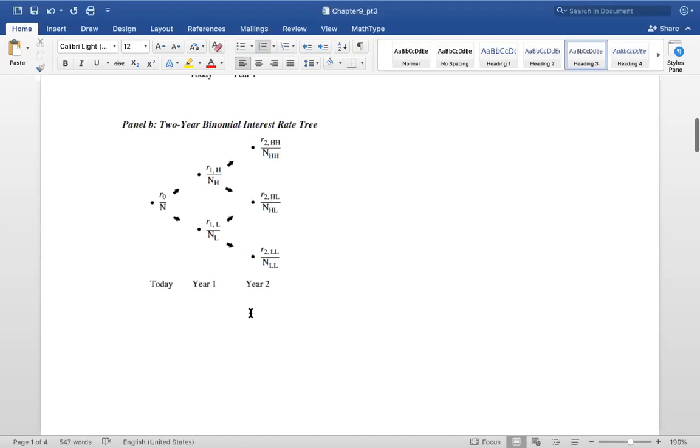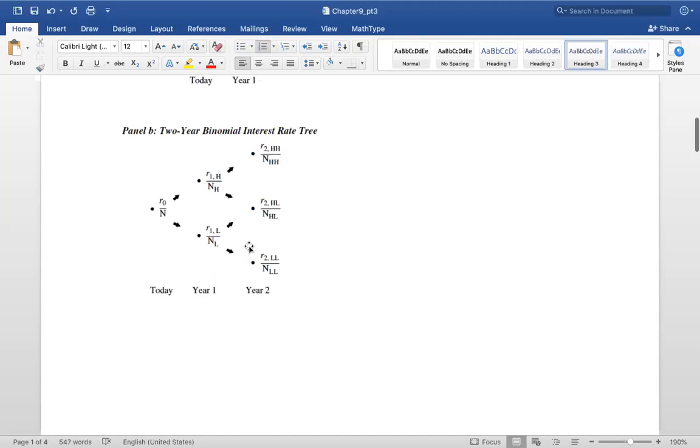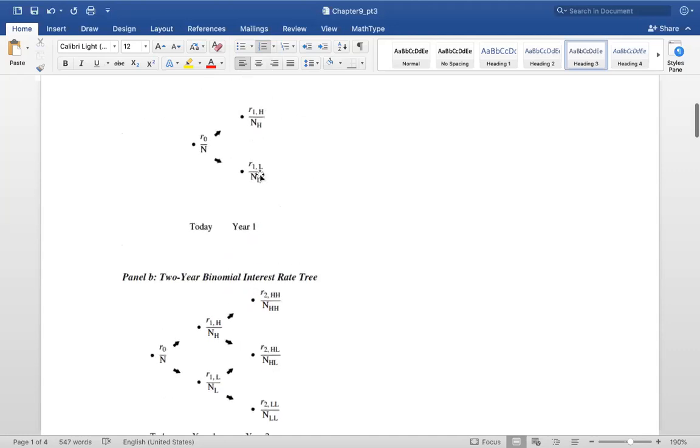In the binomial model, it is assumed that the random event will take only two possible values, as I explained. The probability of realizing either value is equal, so there is a 50% chance for each of them. The two possible values are the interest rates shown by R1H and R1L. If you look at the time frame at the bottom of the panel, you will notice it is in years.